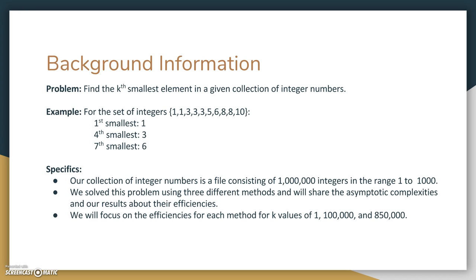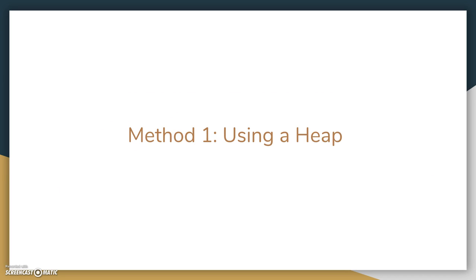As I said, the problem we are solving is to find the kth smallest element in a given collection of integer numbers. The collection we used is a file containing 1 million integers ranging from 1 to 1,000. We will focus on the efficiencies for k values of 1, 100,000, and 850,000 in order to compare the 3 different methods. Method 1 uses a heap data structure.